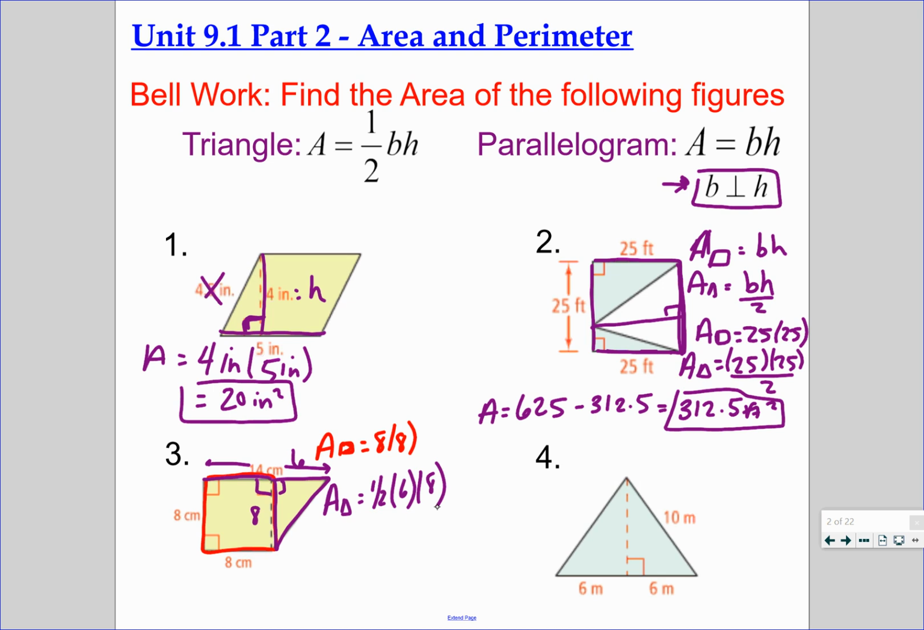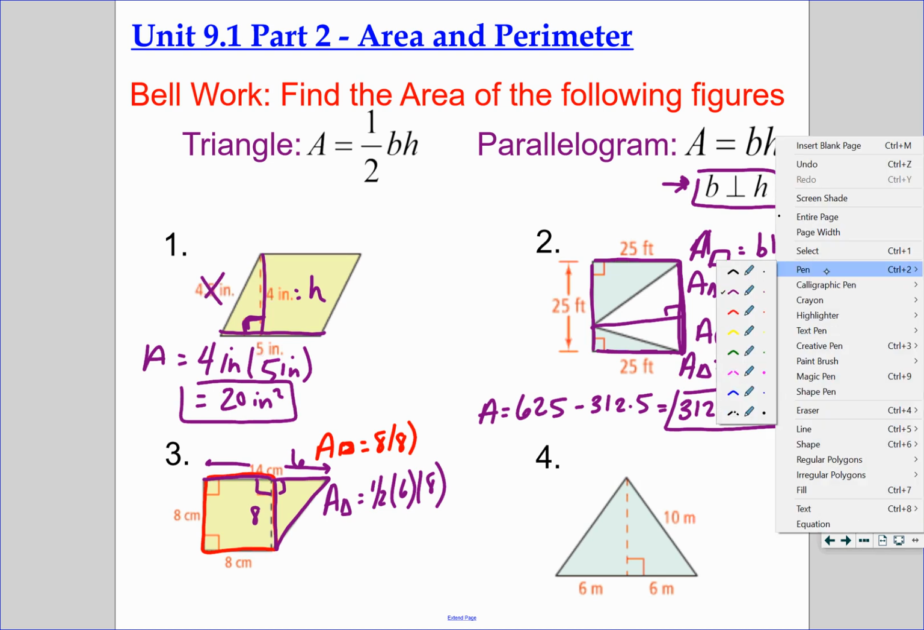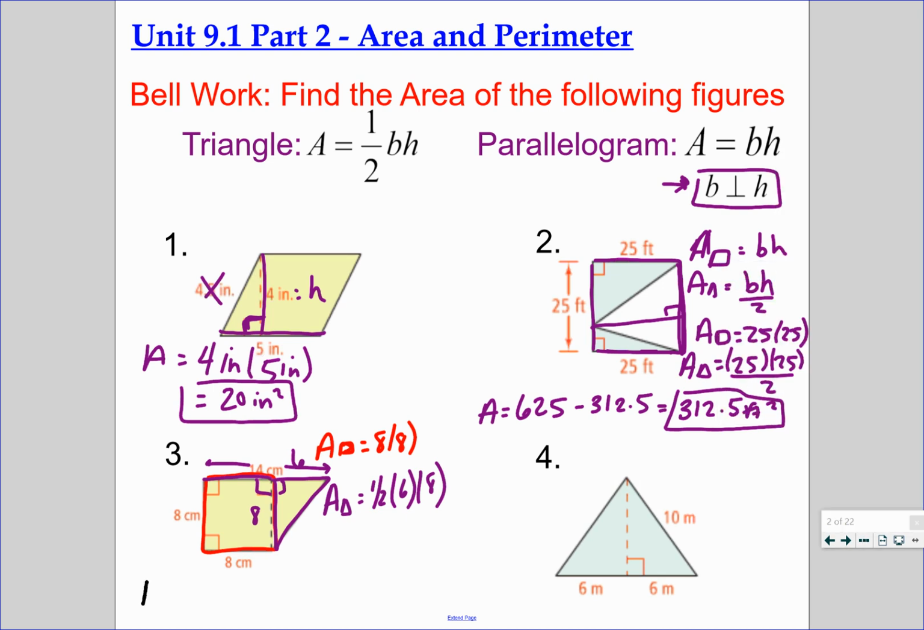And in this case, we're going to go ahead and do our total area of 8 times 8, which is 64, plus the area of our triangle. Half of 6 is 3. 3 times 8 is 24. So our total area would be 88 square centimeters. So check and make sure you have that one correct.